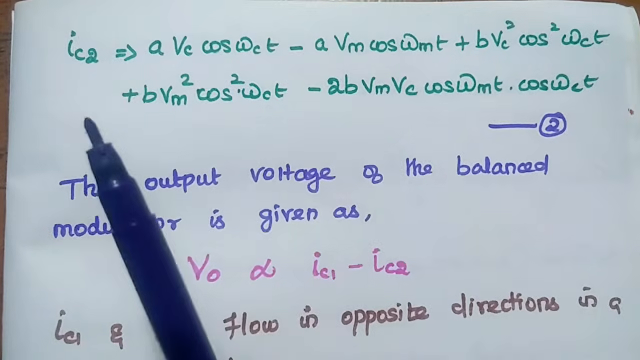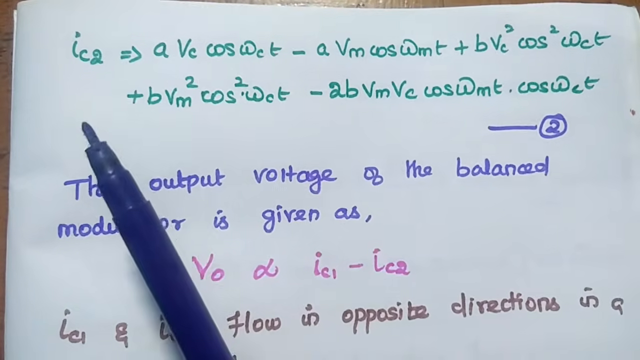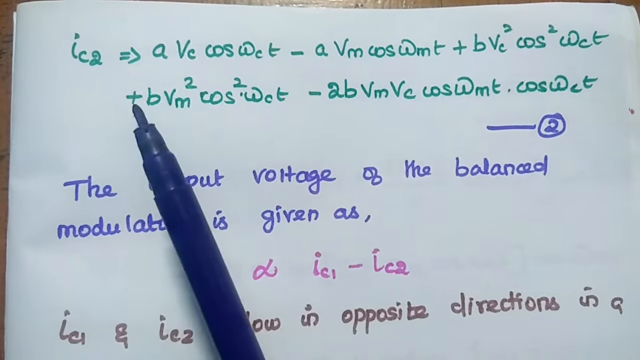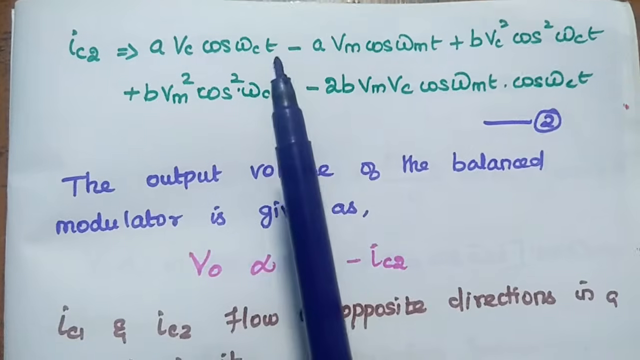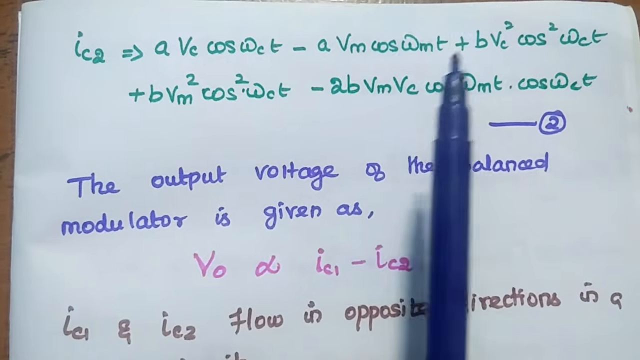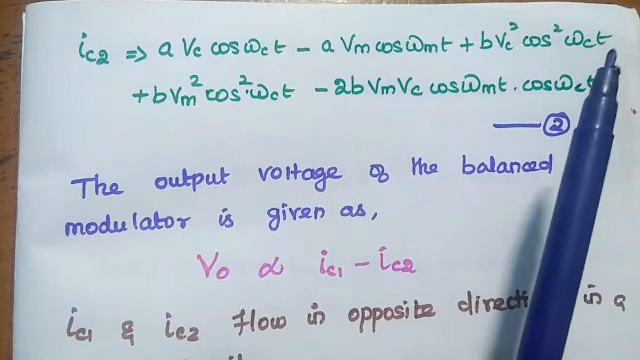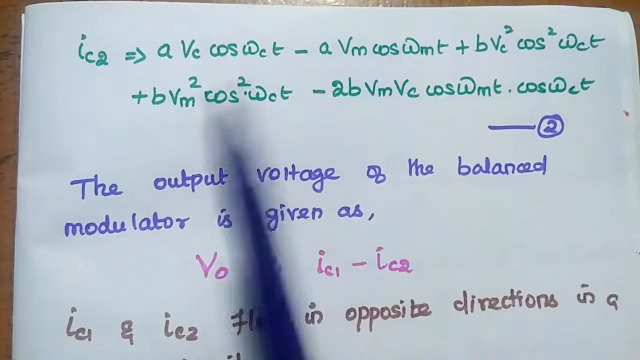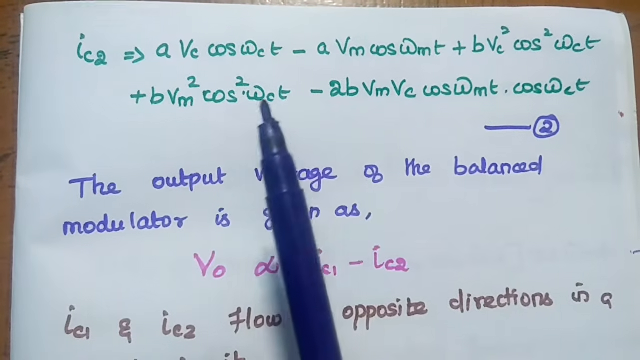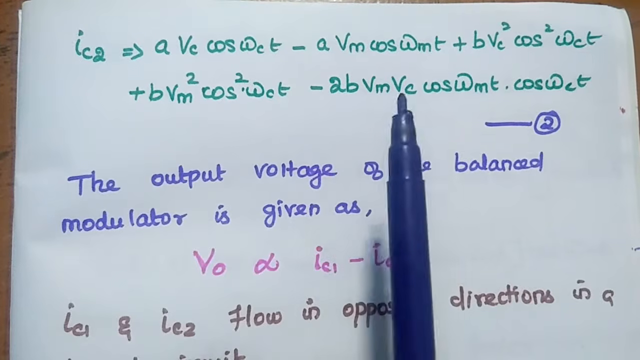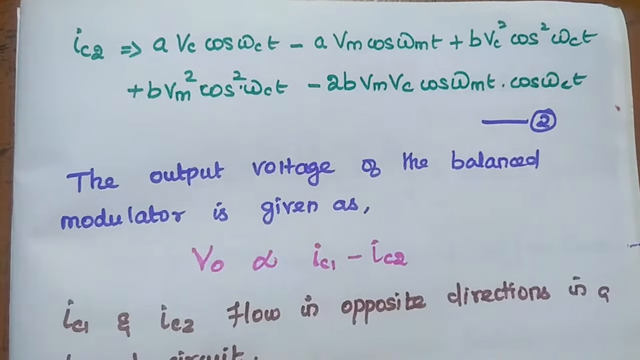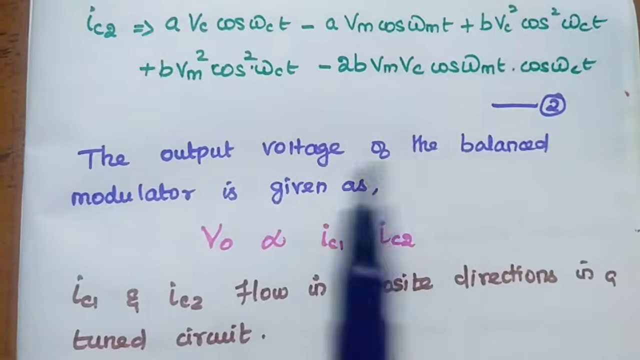So now we can obtain the collector current of the second transistor IC2 as A Vc cos omega ct minus A Vm cos omega mt plus B Vc squared cos squared omega ct plus B Vm squared cos squared omega mt minus 2B Vm Vc cos omega mt cos omega ct. Okay, so consider this as the second equation.